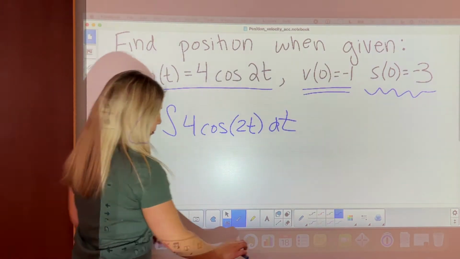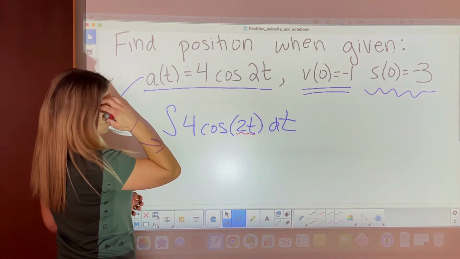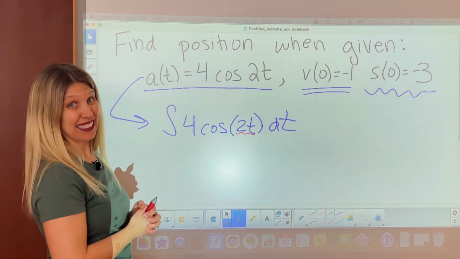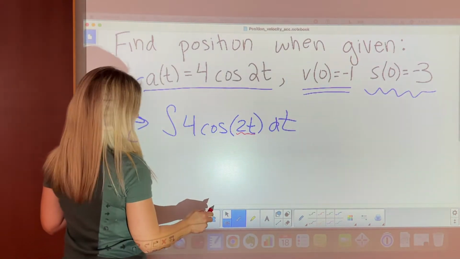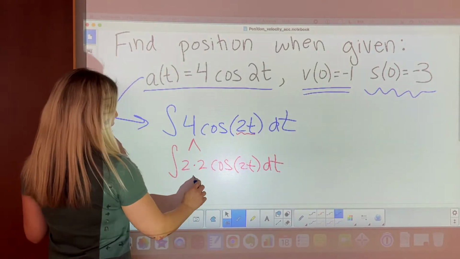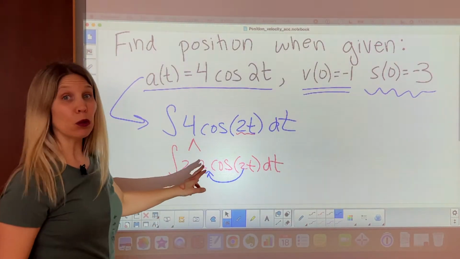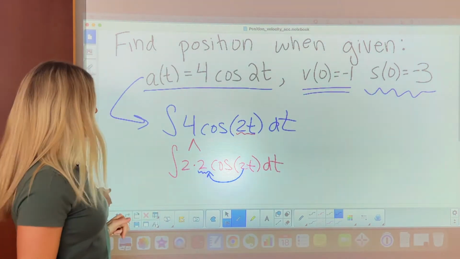So the first thing, we're undoing the chain rule. Derivative of the inside piece is 2. Do we have that? Kinda. I'm going to rewrite the 4 as 2 times 2 cosine of 2t dt. So now this is the derivative of my inside piece. It will not show up in my answer, but this other 2 will.